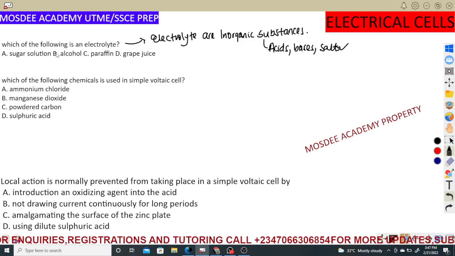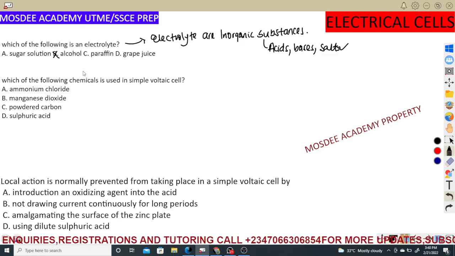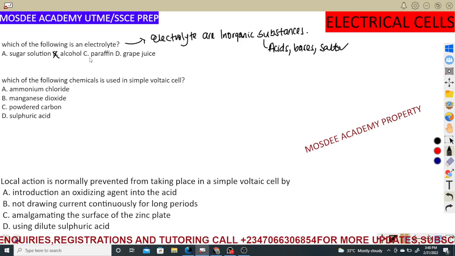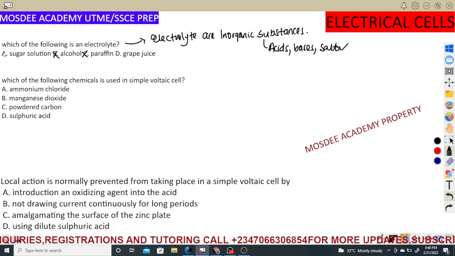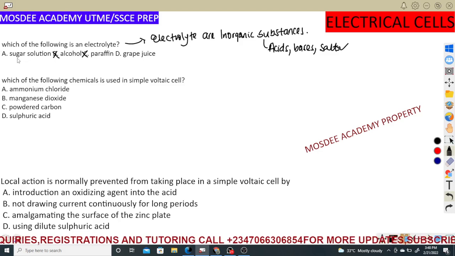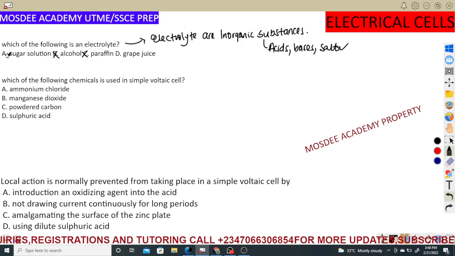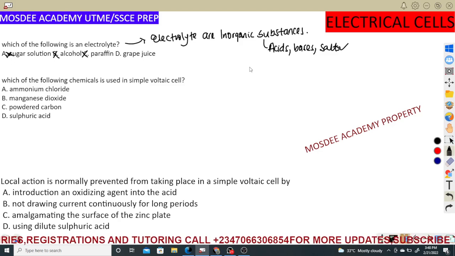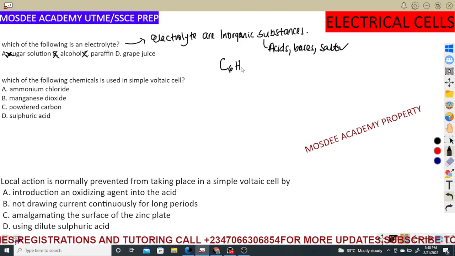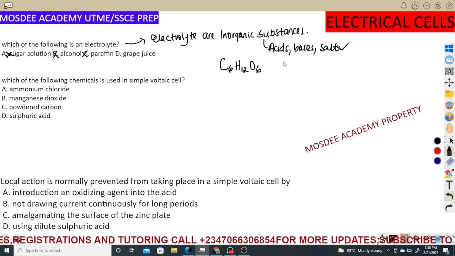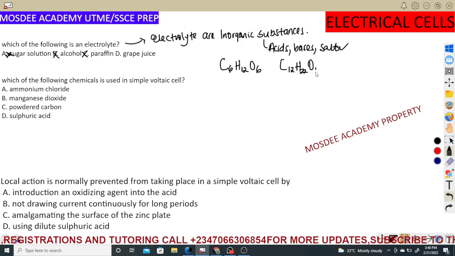Alcohol is an organic compound. Alcohol belongs to the families of alkanols. I hope you understand. Paraffin also is an organic compound. I'm helping you to break it down. Now, let's take sugar solution. Sugar is also an organic substance. Sugar is a carbohydrate. Glucose is written as C6H12O6. C12H22O11 is sucrose.